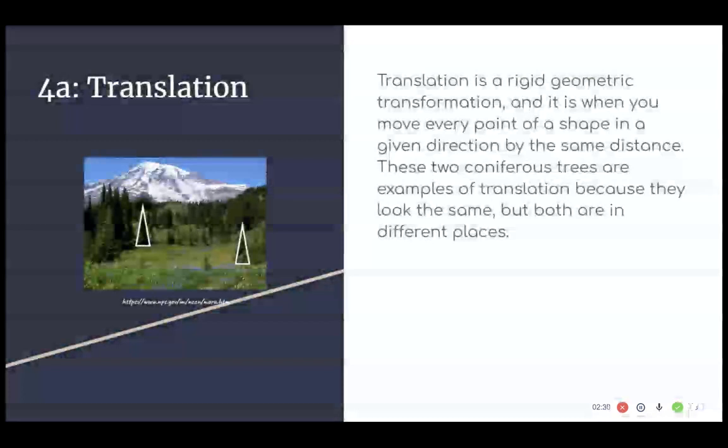Translation is a rigid geometric transformation. It is when you move every point of a shape in a given direction by the same distance. These 2 coniferous trees are examples of translation because they look the same, but both are in different places.